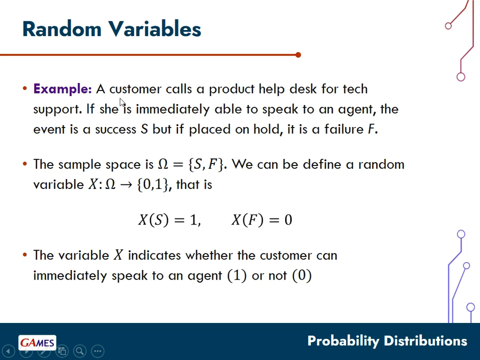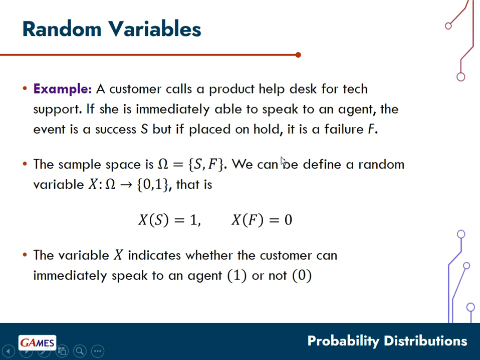Too much time I've spent on that. So let me give this example. I talked about this earlier, but let me just now formally bring that up here. So your customer calls a product help desk. Let's say for a particular product, this customer calls the help desk for technical support. So if she's immediately able to speak to an agent, the event is a success S, but if placed on hold, the event is a failure.